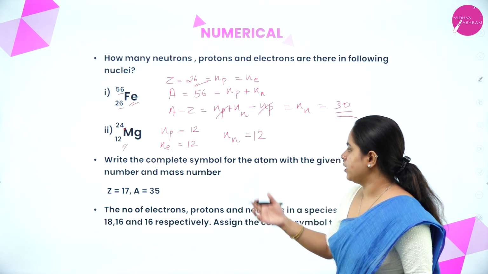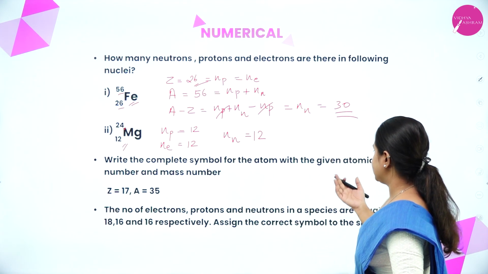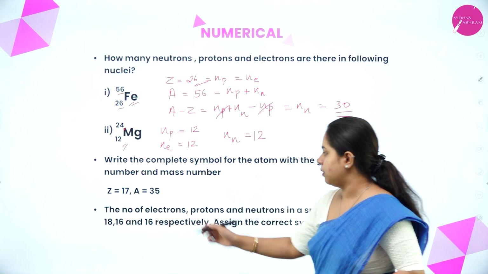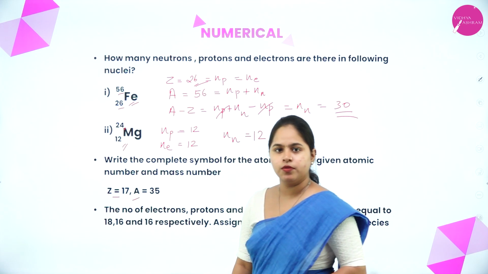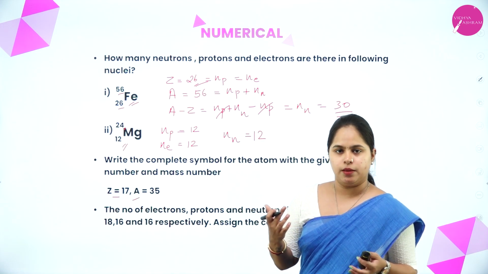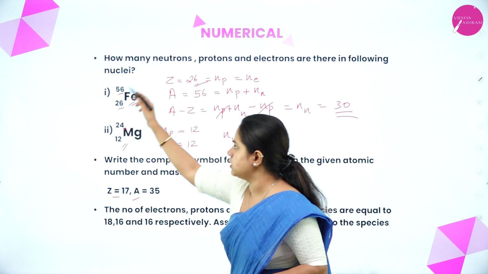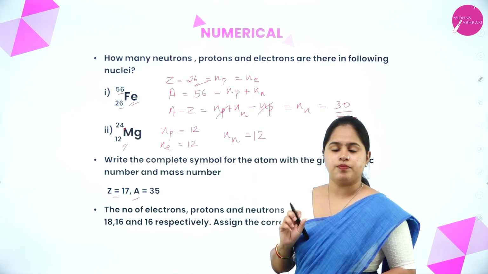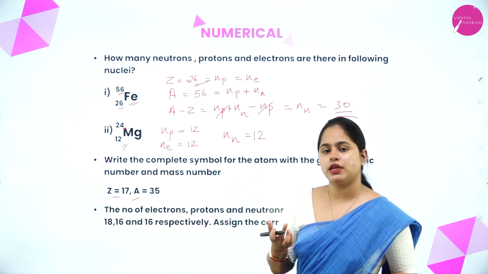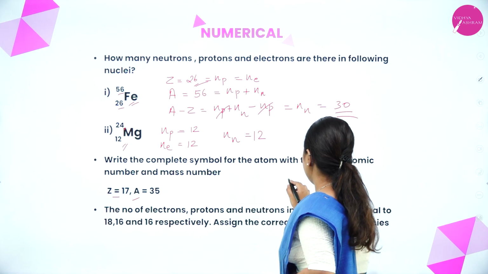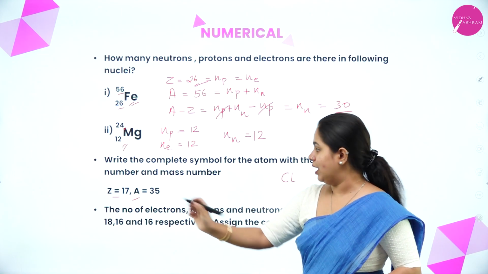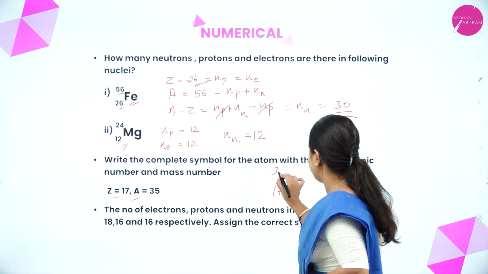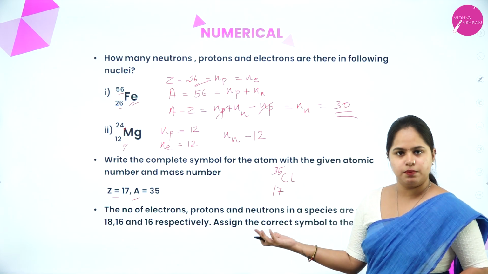Now moving on to the next one: write the complete symbol for the atom with the given atomic number and mass number. So this is a different type of question. Mass number and atomic number are given here. You have to represent your element in this form. The atomic number is given as 17. Do you know which element corresponds to atomic number 17? It is chlorine, so the symbol is Cl. Now the atomic number is given here, and the mass number you have to write on the top. As simple as that.